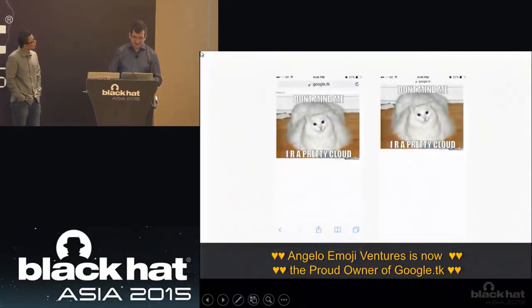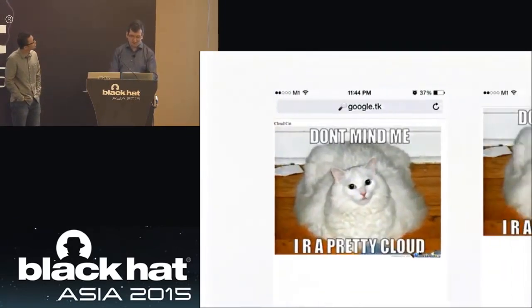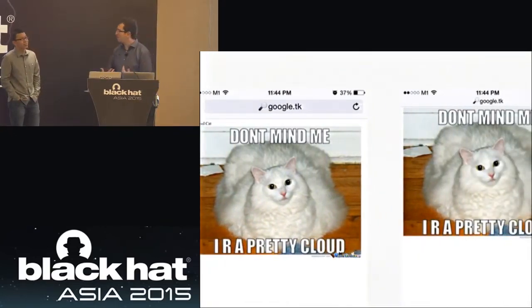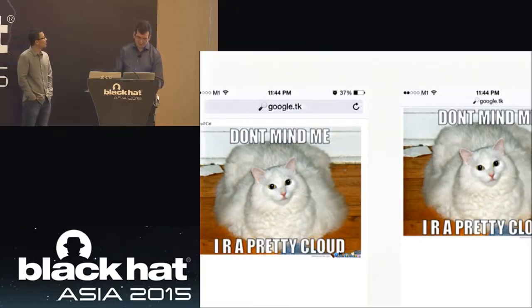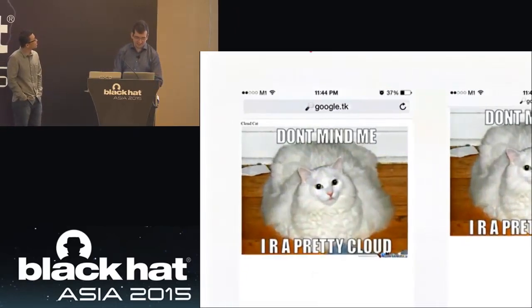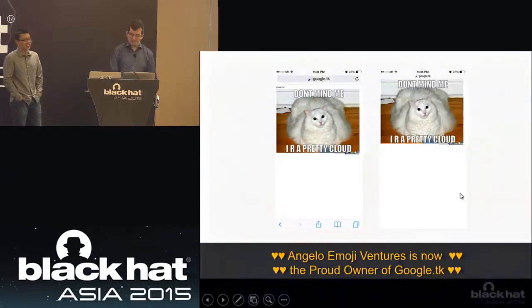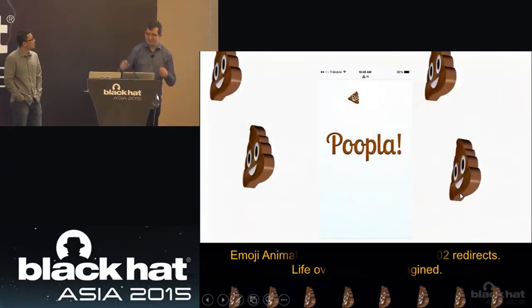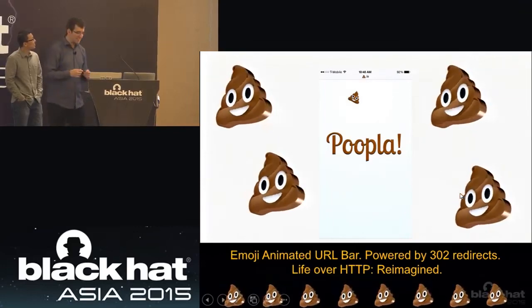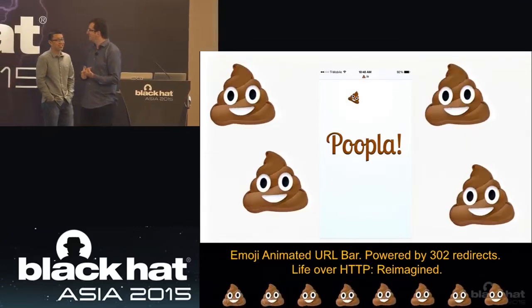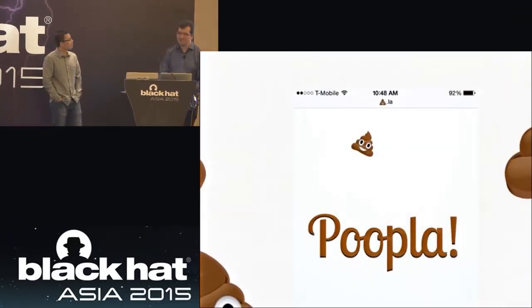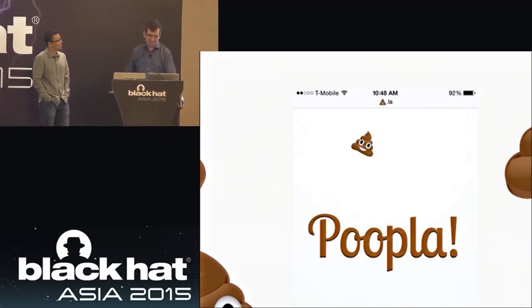So now, if you use your browser and you find the search emoji, and you type google.tk, I actually own that domain. So you can go to google.tk, and I own that domain, and it basically has the search emoji, so it's not really Google, but you get the idea. So our next investment is going to be Poopla, which is basically animated emojis in the URL bar. And that's going to be a lot of fun. And it actually is a domain. If you search for Poopla, it actually exists. And if you have an iPhone, you will see it just like this.